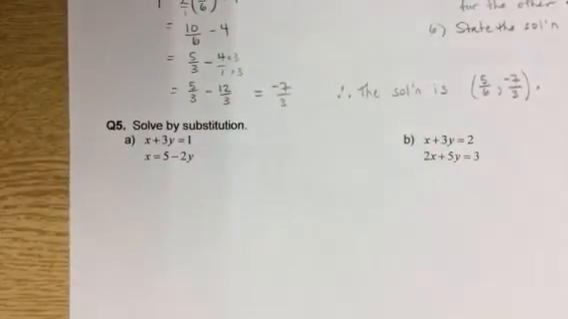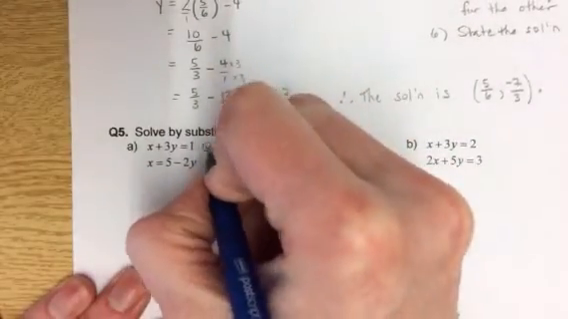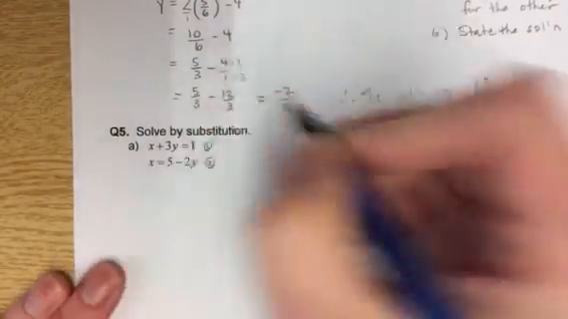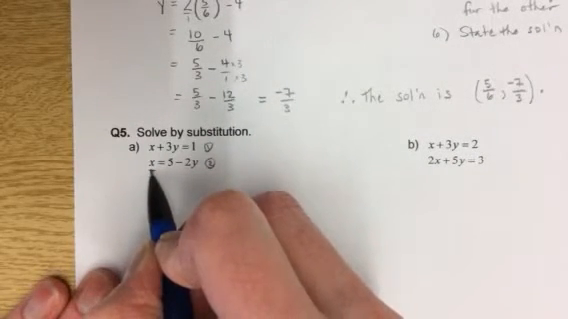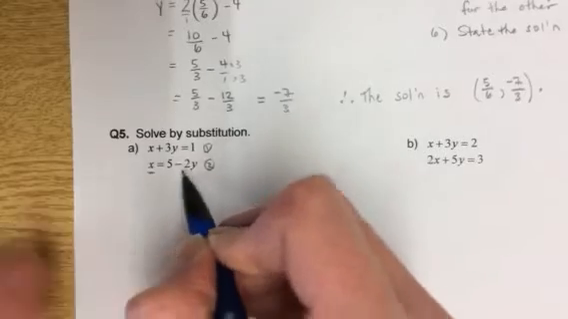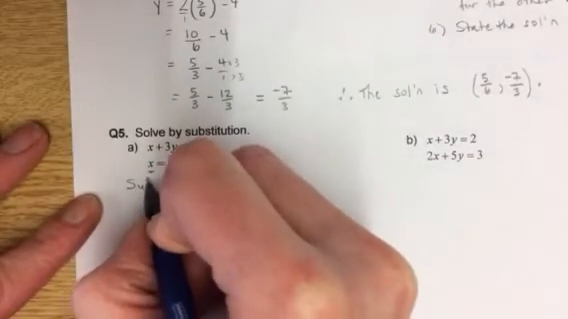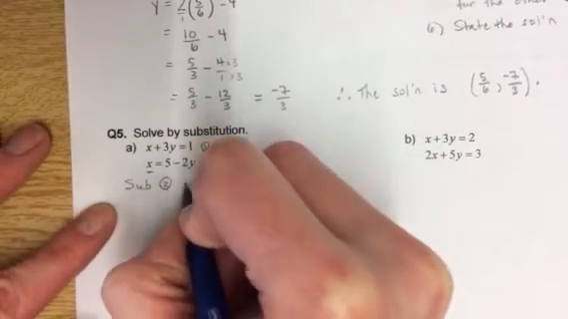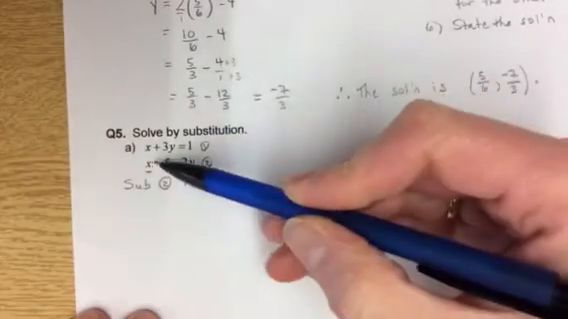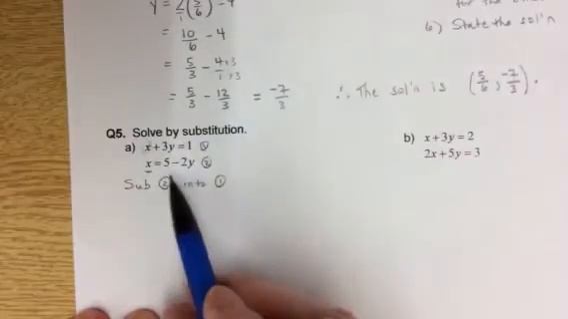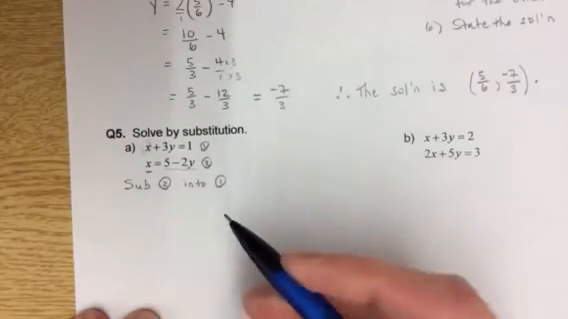Question number 5, solved by substitution. I've got number 1 and number 2. Now I notice that equation 2 already has been solved for x. I've got an x equals this expression. So right away, I don't have to worry about solving. I'm going to sub equation 2 into equation 1. So where I have x in equation 1, I'm going to replace it with this expression involving y.